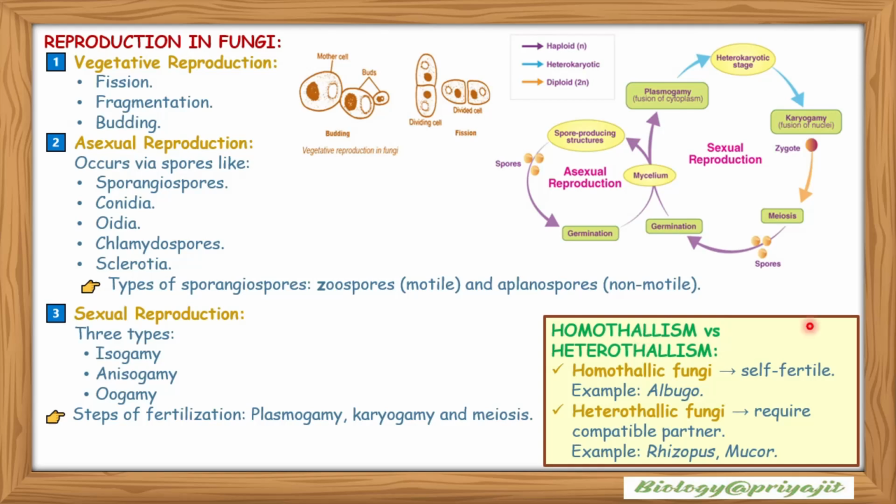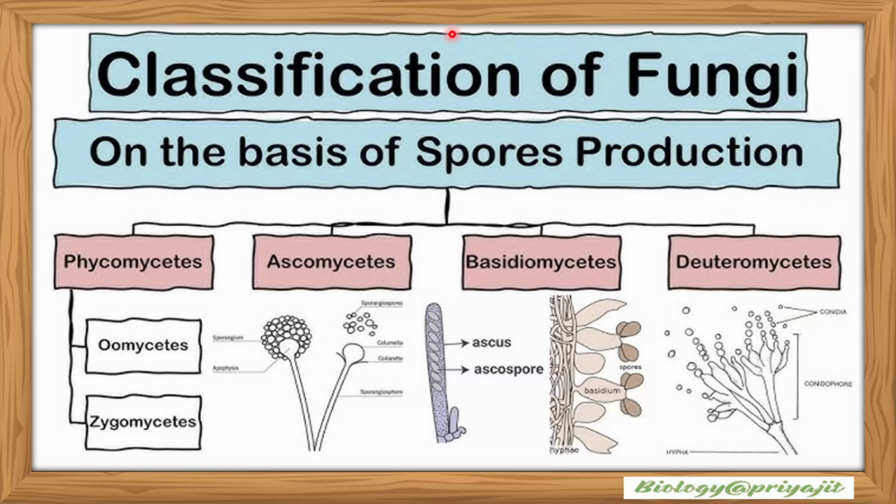This is homothallism versus heterothallism. Homothallic fungi are self-fertile. Example, Albugo. Heterothallic fungi require a compatible partner. Example, Rhizopus, Mucor, etc. This is the image showing the classification of fungi on the basis of spore production: Phycomycetes, Ascomycetes, Basidiomycetes, and Deuteromycetes. Phycomycetes are of two types: Oomycetes and Zygomycetes. This is the image showing different types of fungi.